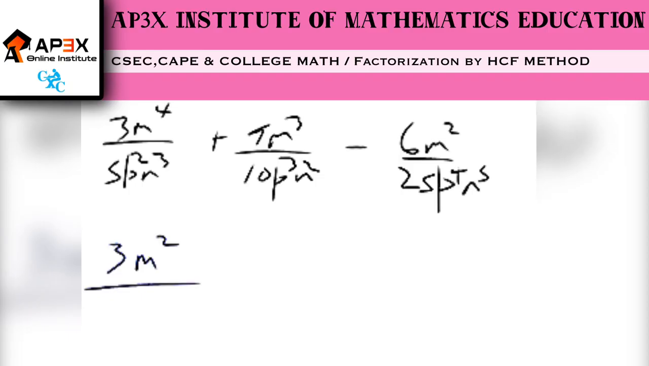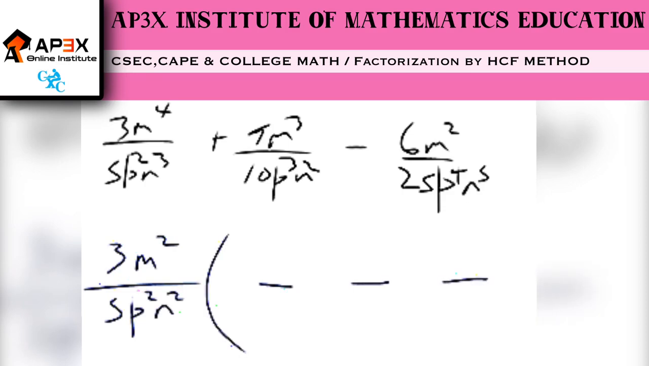Look at the bottom: 5, 10, 25. 5 is the HCF. Then we have p^2, p^3, p^4. p^2 is the expression with the lowest power. Then we have n^3, n^2, n^5. n^2 is the expression with the lowest power. All right, so we open our brackets, and then obviously we're going to have fractions on the inside. We're going to have a plus here, and we're going to have a minus here.